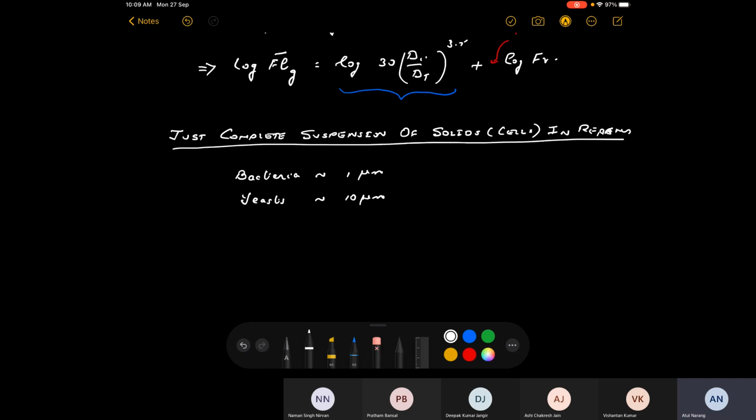So essentially, bacteria are on the order of 1 micrometer, yeasts are on the order of 10 micrometers. If you go to fungus, then they typically form large clumps, and these clumps are on the order of 1 to 5 millimeters. So you can see that this has gone up by a factor of 10 compared to bacteria, and this has gone up by a factor of 1,000.